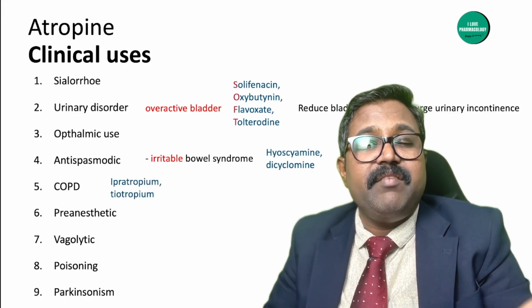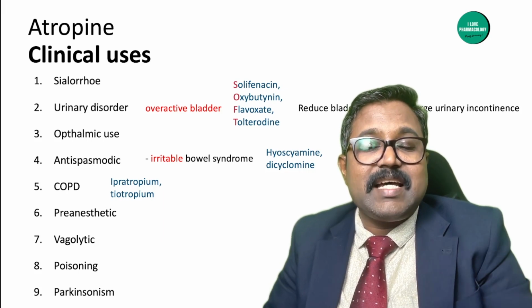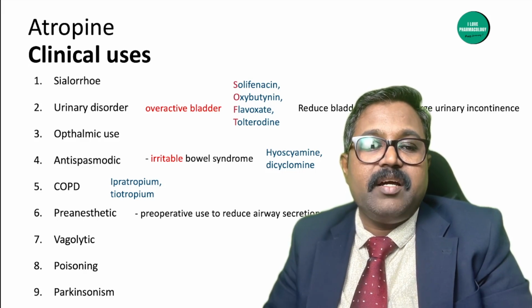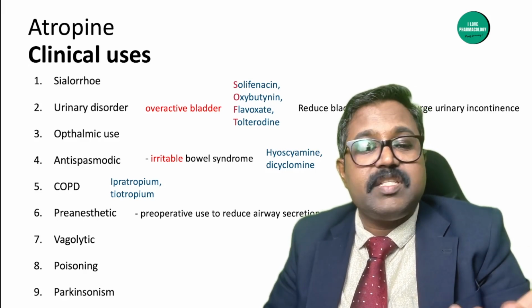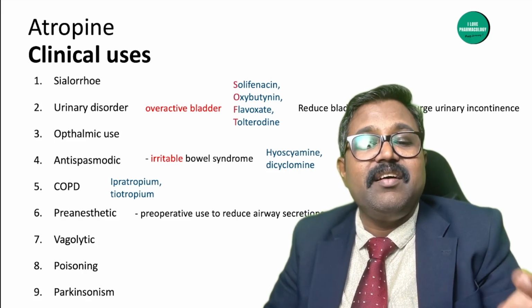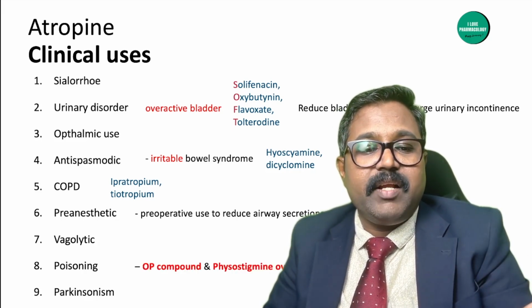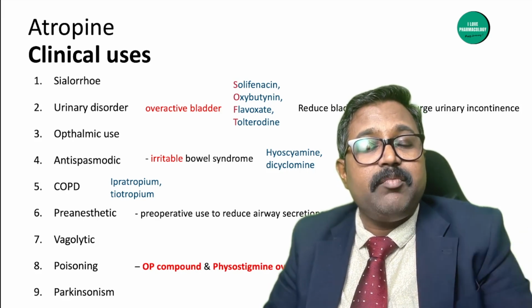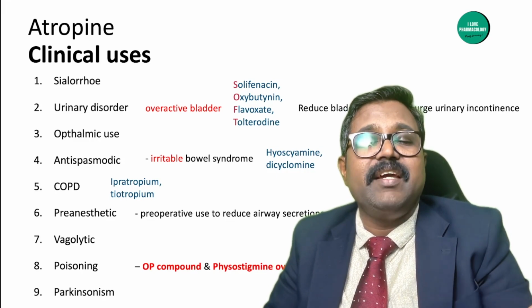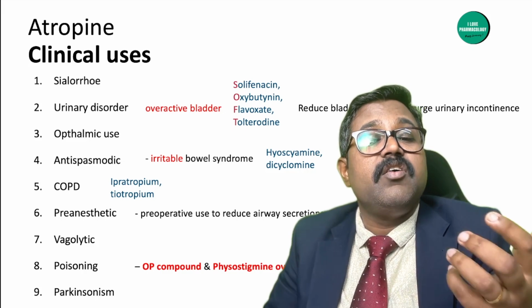Whereas in COPD, we use these drugs in the form of inhalation. Examples are ipratropium bromide and tiotropium bromide. Why are they used as pre-anesthetic agents? The reason is that preoperative use is to reduce the secretions in the airway. We use glycopyrrolate. In poisoning, atropine is the drug of choice for treatment of organophosphate compound poisoning, as well as the antidote of choice in case of physostigmine overdose.